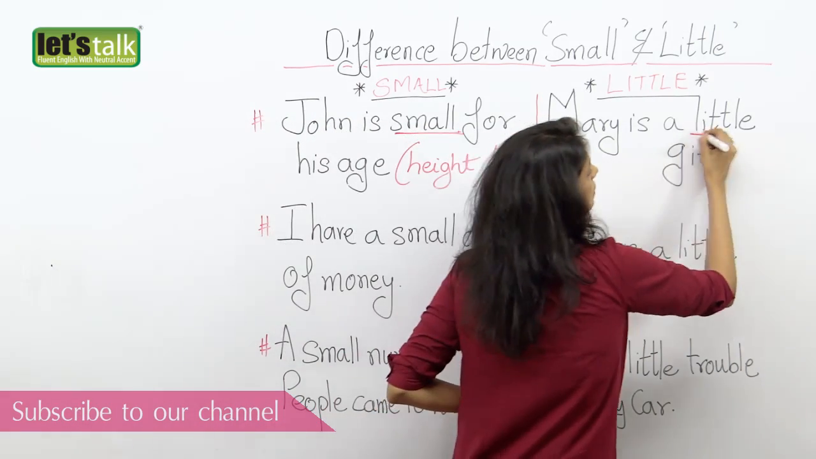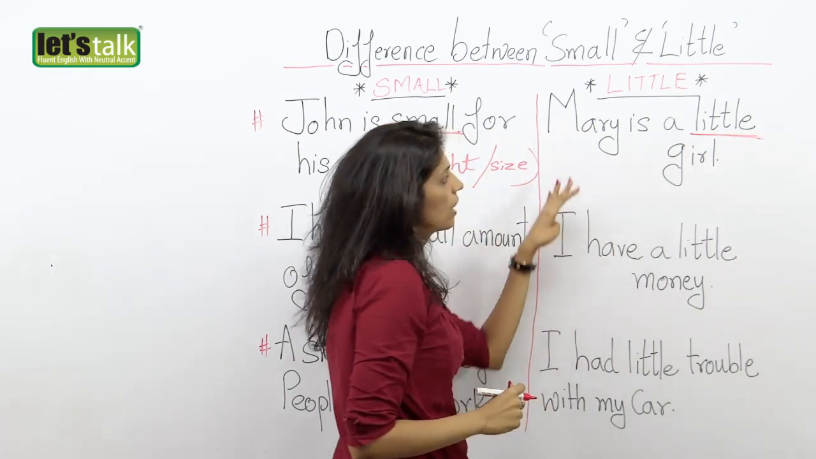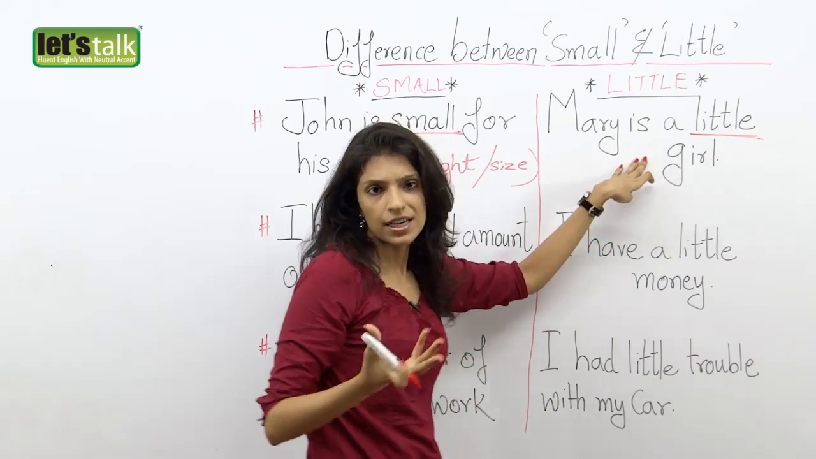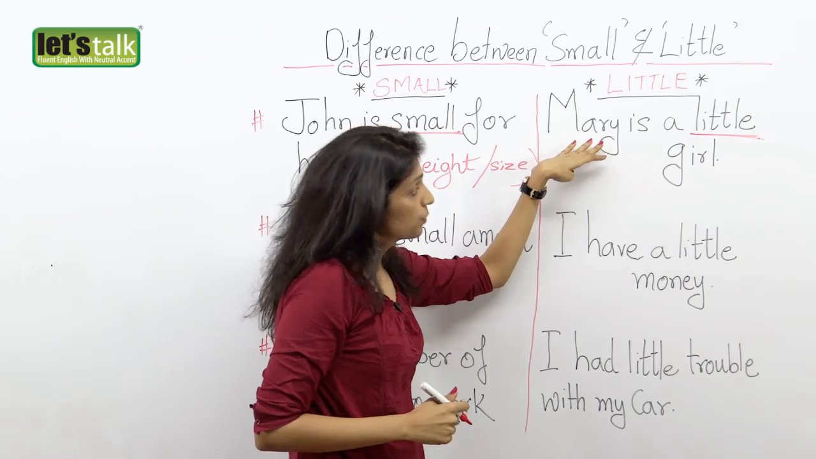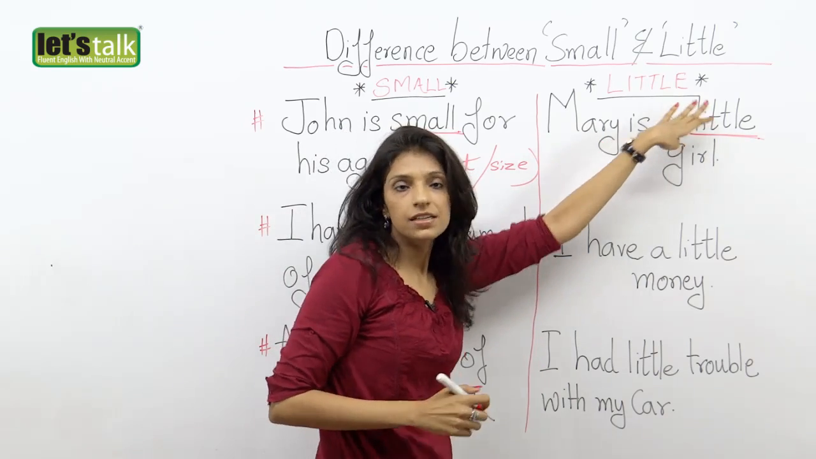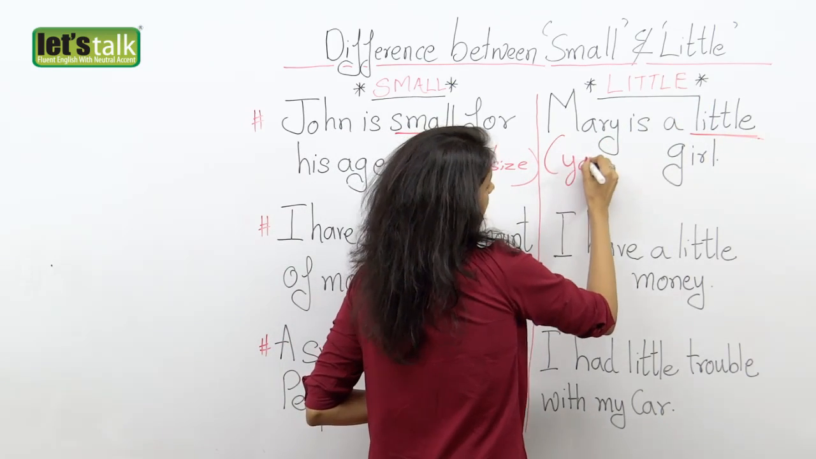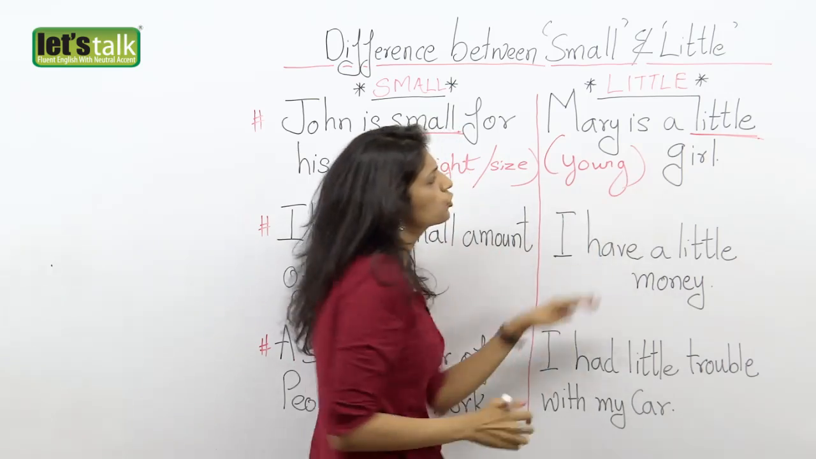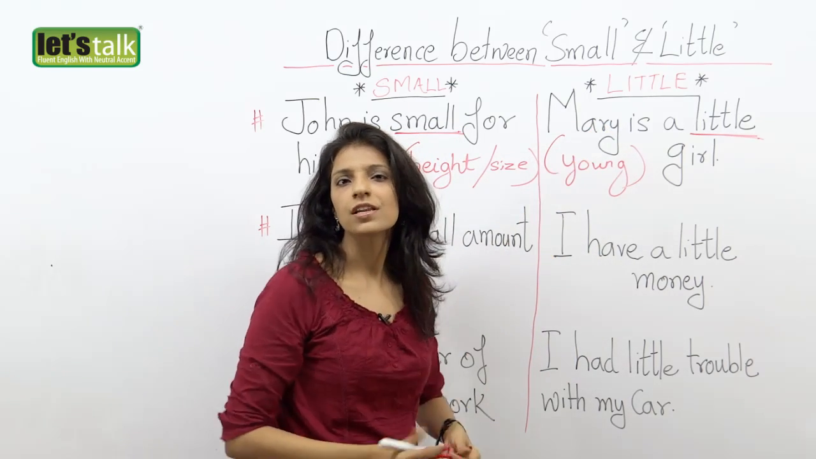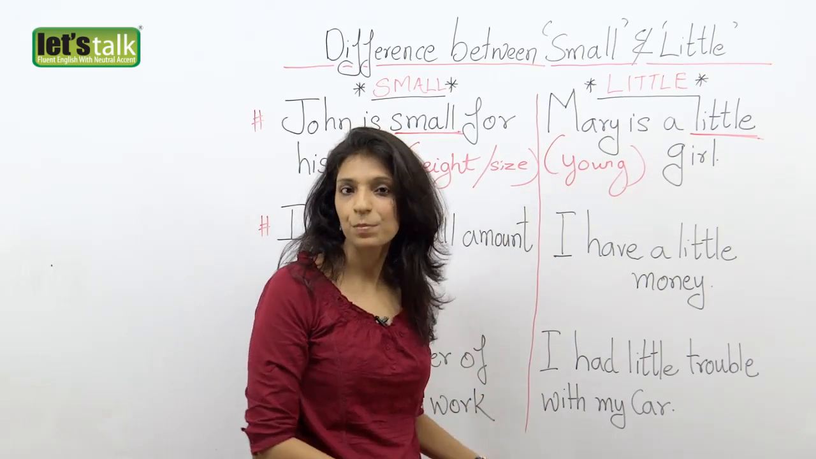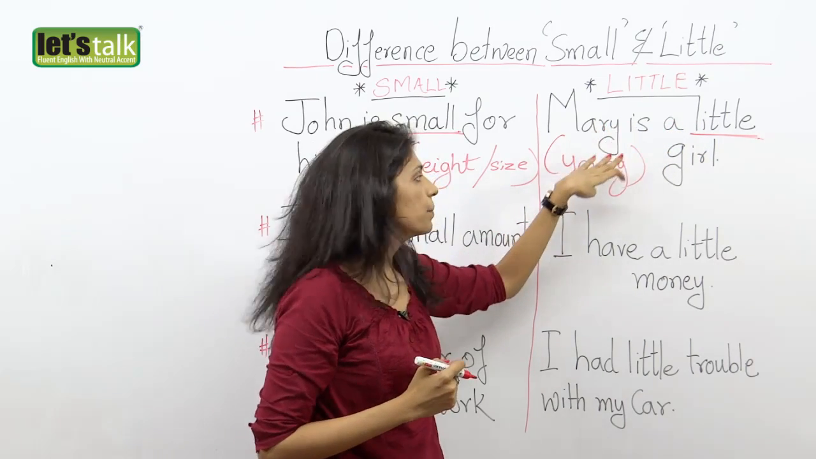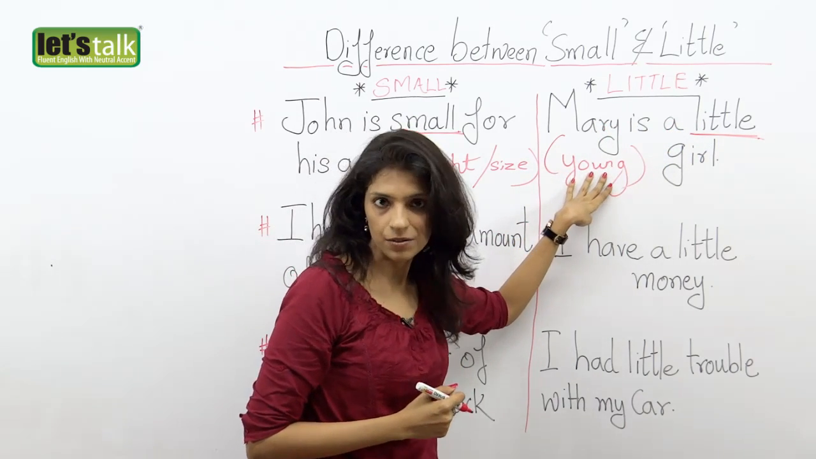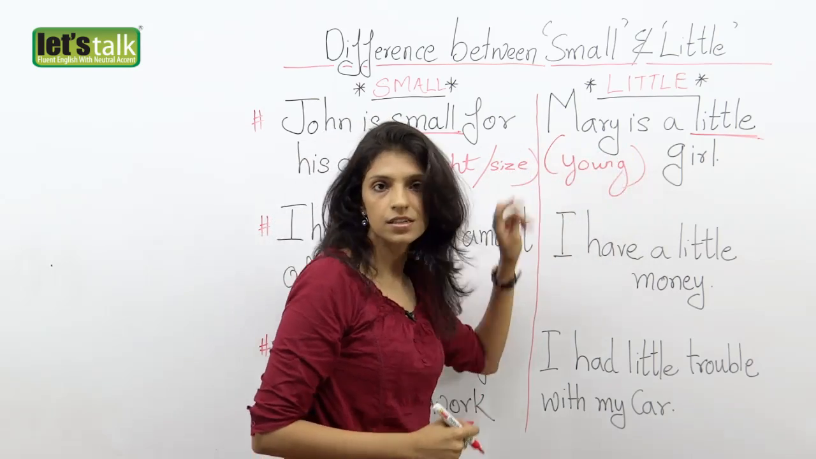Mary is a little girl. Now if I say Mary is a small girl, that would again mean she's short, not too tall for her age. But when I say Mary is a little girl, here I mean she's young. I'm sure you remember that nursery rhyme we learnt in school, Mary had a little lamb. So that means a young lamb. So when we use little, we mean the person is young. Alright, I'm sure this is clear to you.